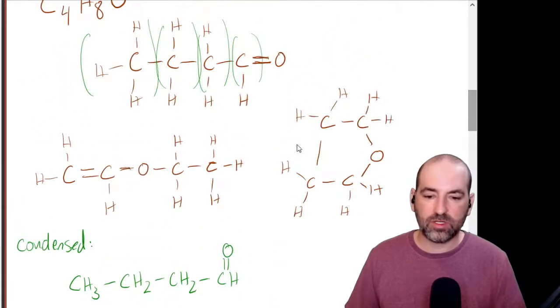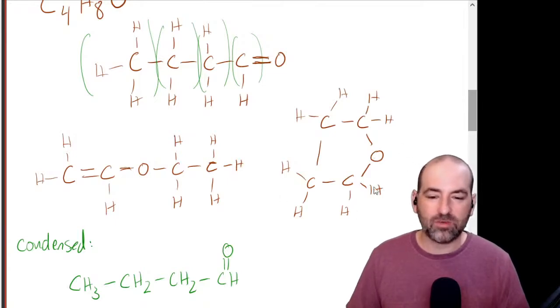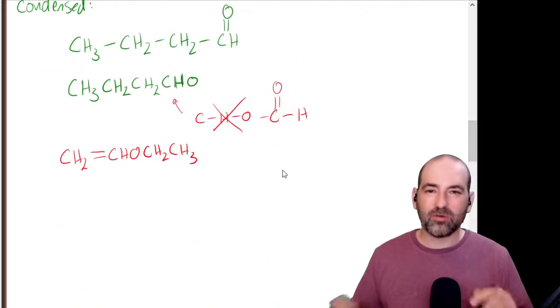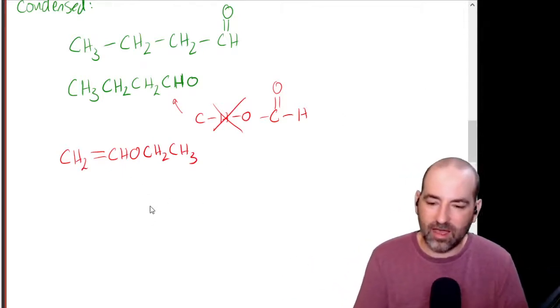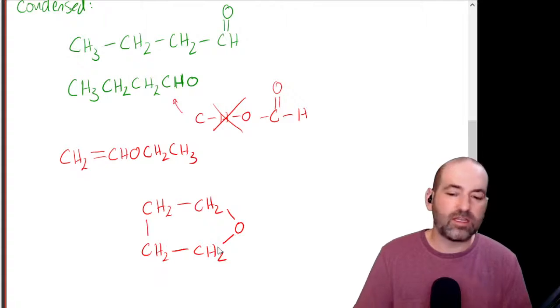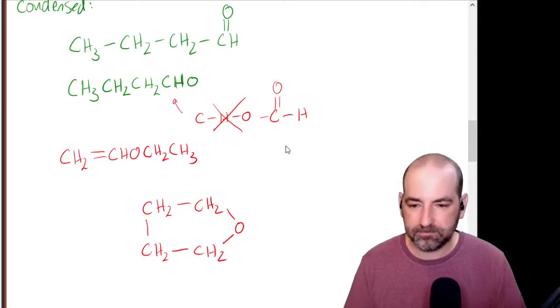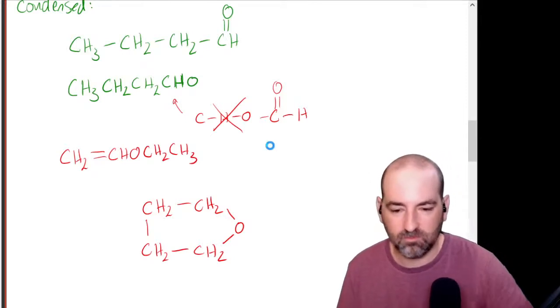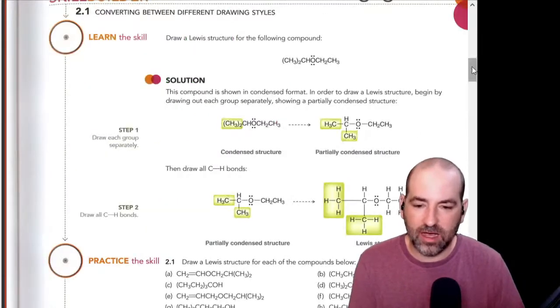Now this last one shows some of the limitations of condensed structures, because when we have this ring, there's not really a great way to draw a ring and make it all into one line. So instead, we would probably keep those lines and do something like CH2, CH2, CH2, CH2, and then put the O in there. So it's a little bit condensed, but there's not a great way to make that all on one line. Oh well.